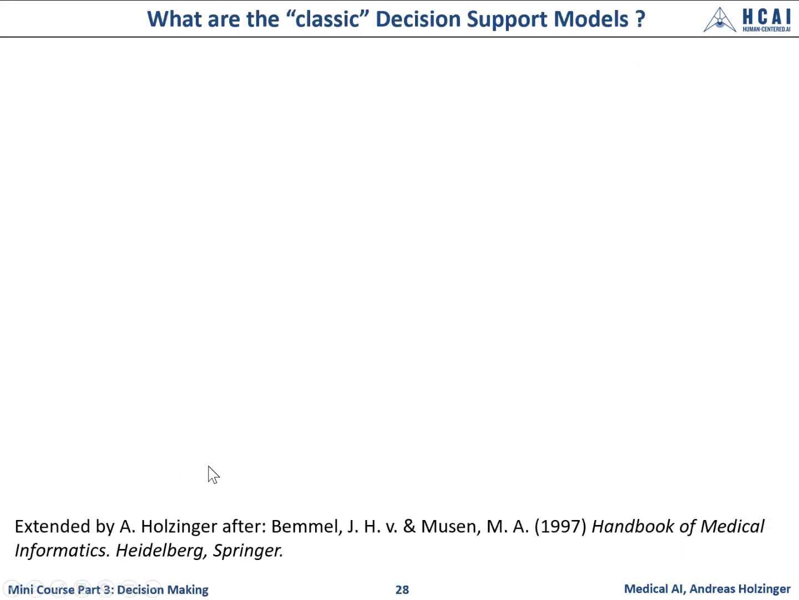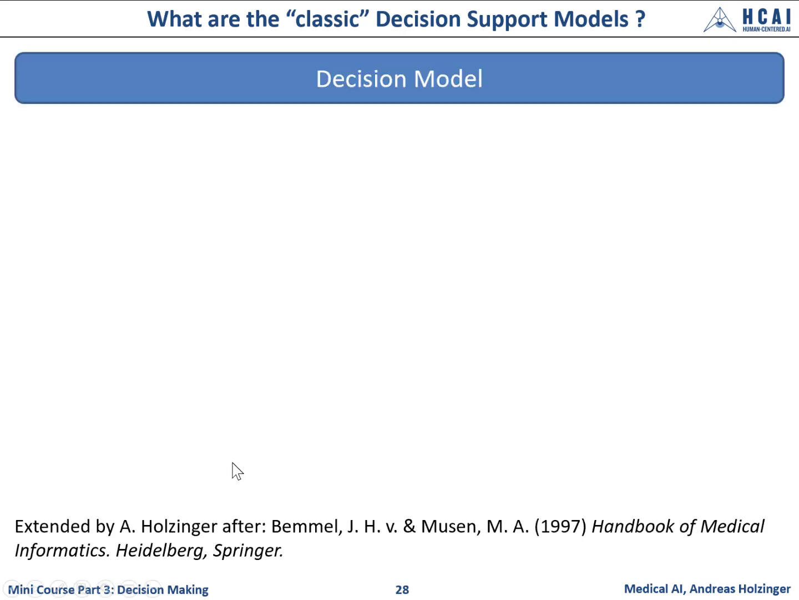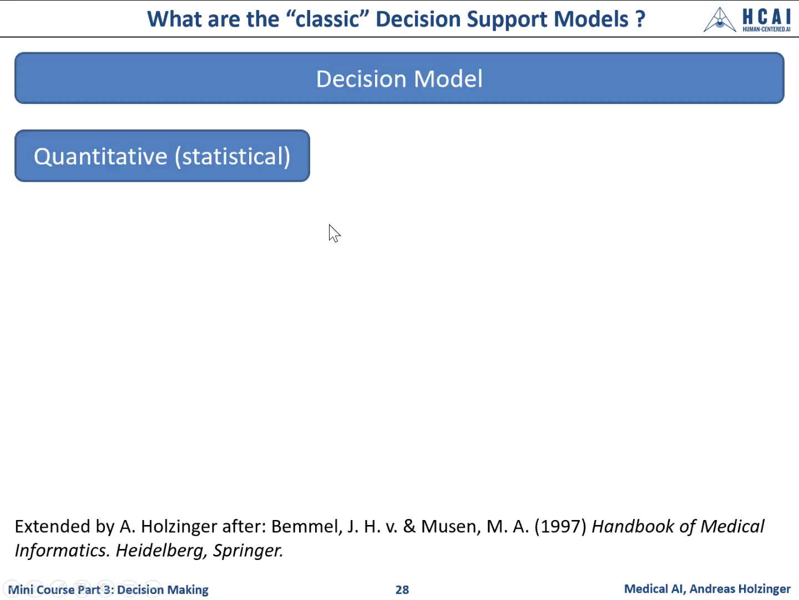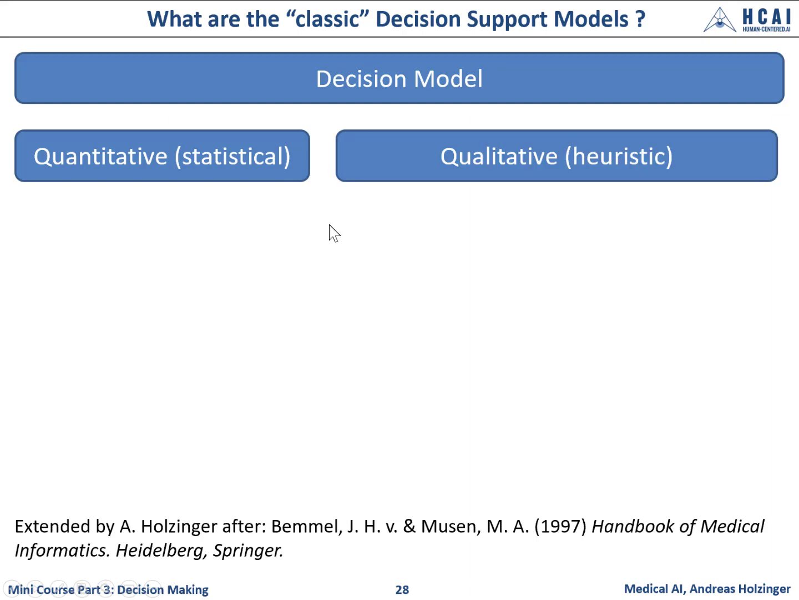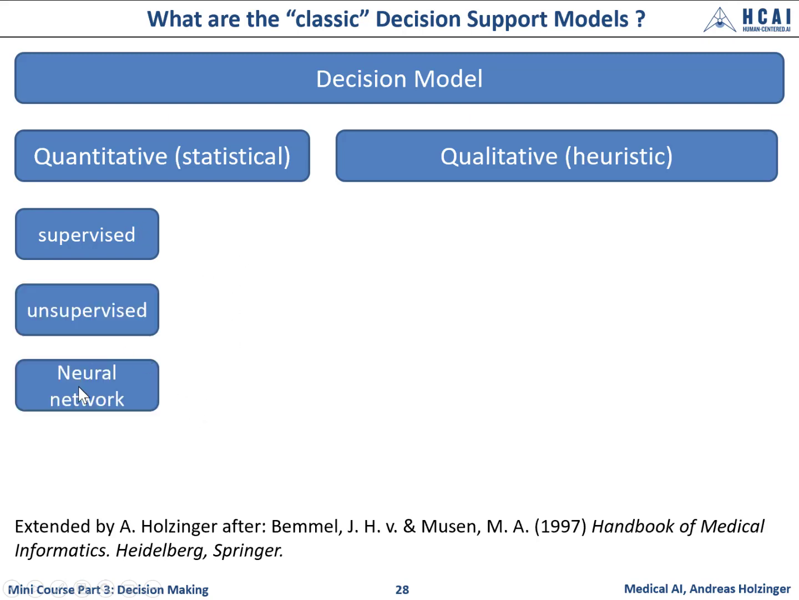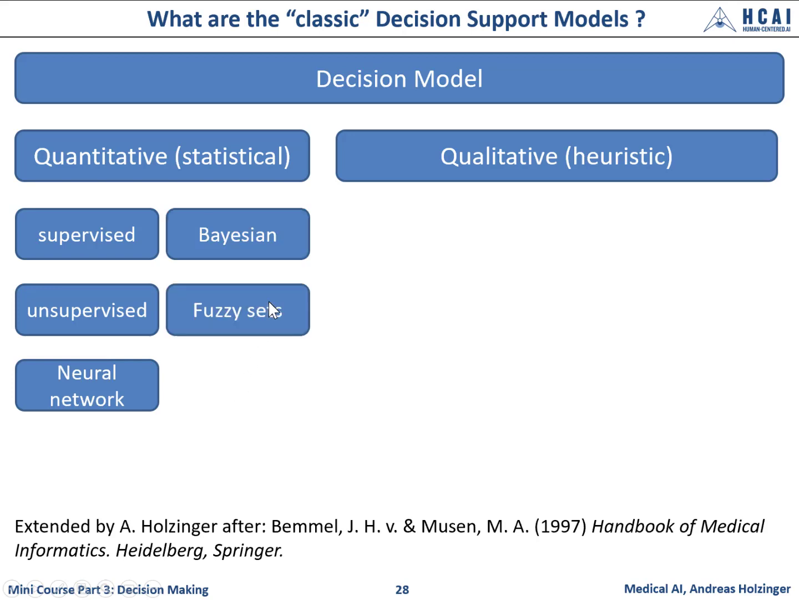So next is the question, what are now the classic decision support models? So here we have an overview about the decision models. So we can first discriminate between quantitative, more statistical models, and qualitative, more heuristic models. And then we have here supervised models, unsupervised models, and neural networks as a crude distinction, then Bayesian, fuzzy sets, and logistic to make a crude discrimination.